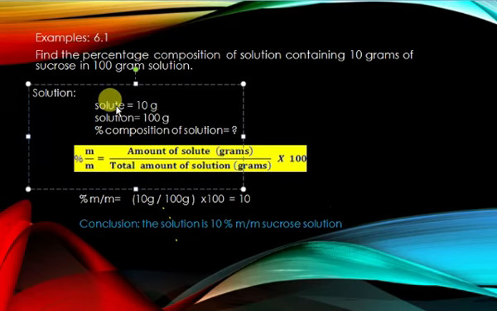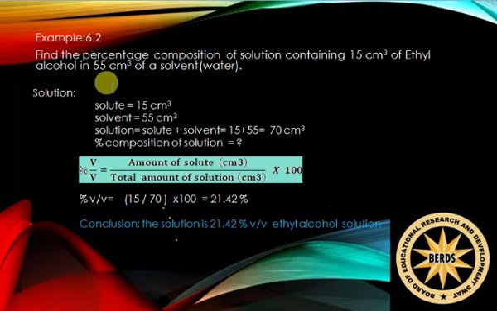Here we have another example, 6.2. Find the percentage composition of a solution containing 15 centimeter cube of ethyl alcohol and 55 centimeter cube of a solvent, which is water. So in this solution, the solute taken is 15 centimeter cube, which is ethyl alcohol, and the solvent is 55 centimeter cube, which is water. How will you determine which one is solute and which one is solvent? The substance that is present in a little amount is the solute, and the substance present in a greater amount is the solvent. So ethyl alcohol is the solute and water is the solvent.